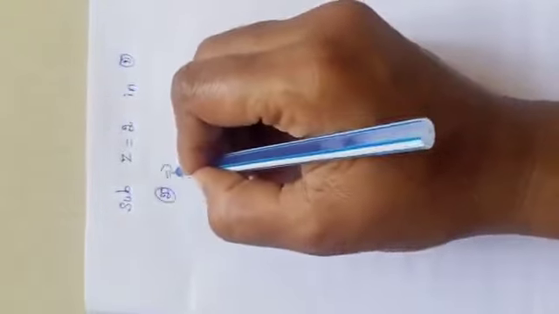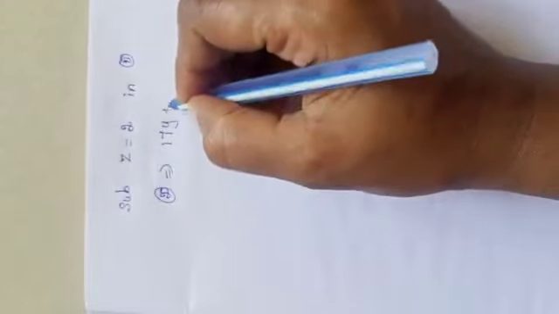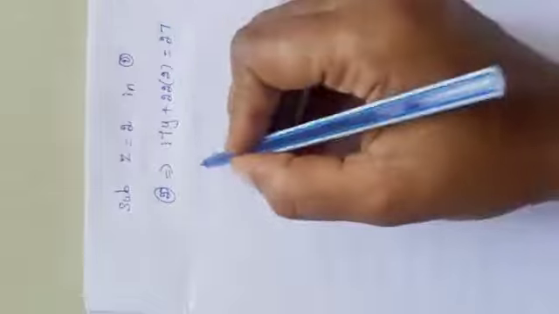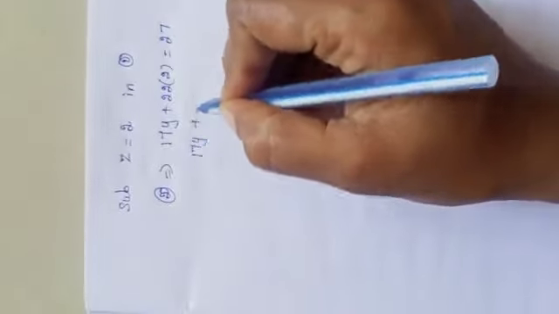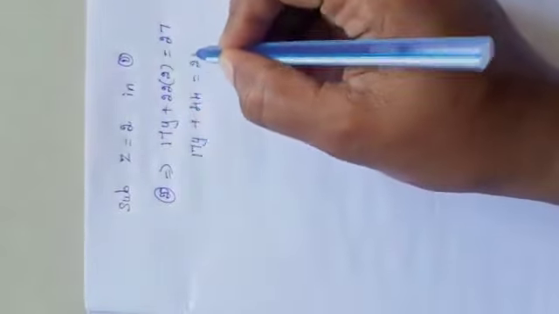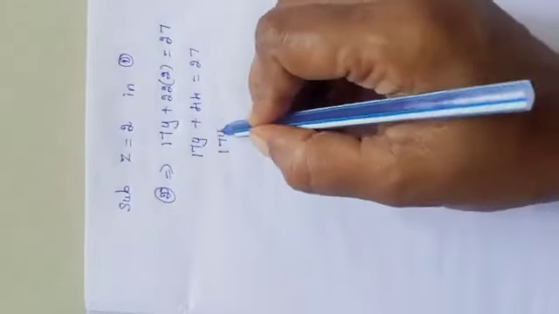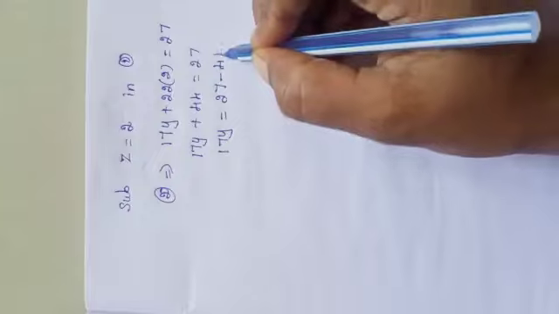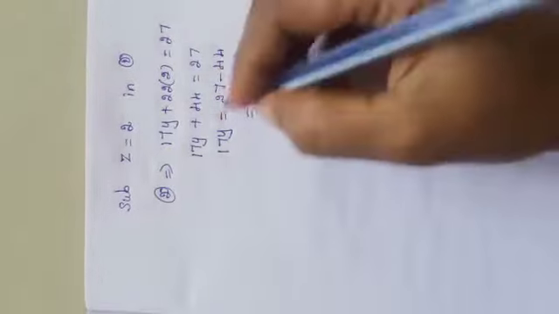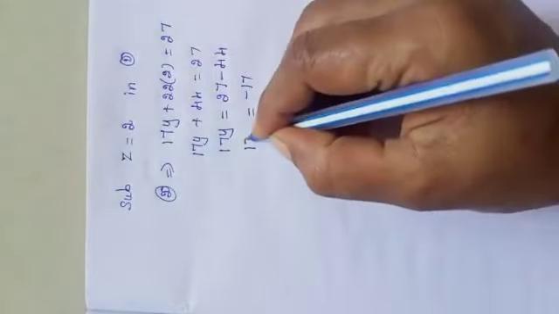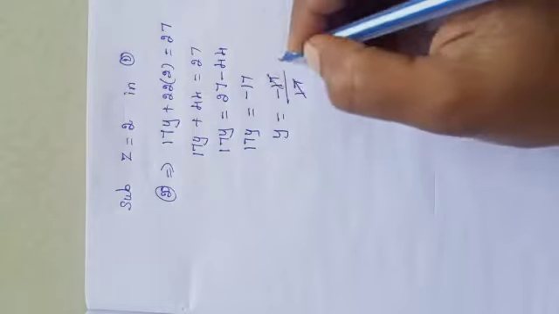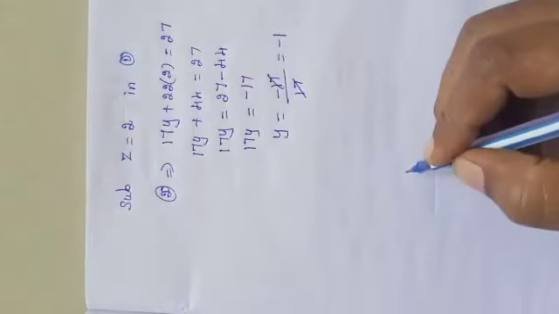So equation 2 implies 17y plus 22 into 2 is equal to 27. So 17y plus 44 is equal to 27, or 17y is equal to 27 minus 44. So we can subtract and write it. See, minus 17. So y is equal to minus 17 by 17. So we are getting the answer minus 1.